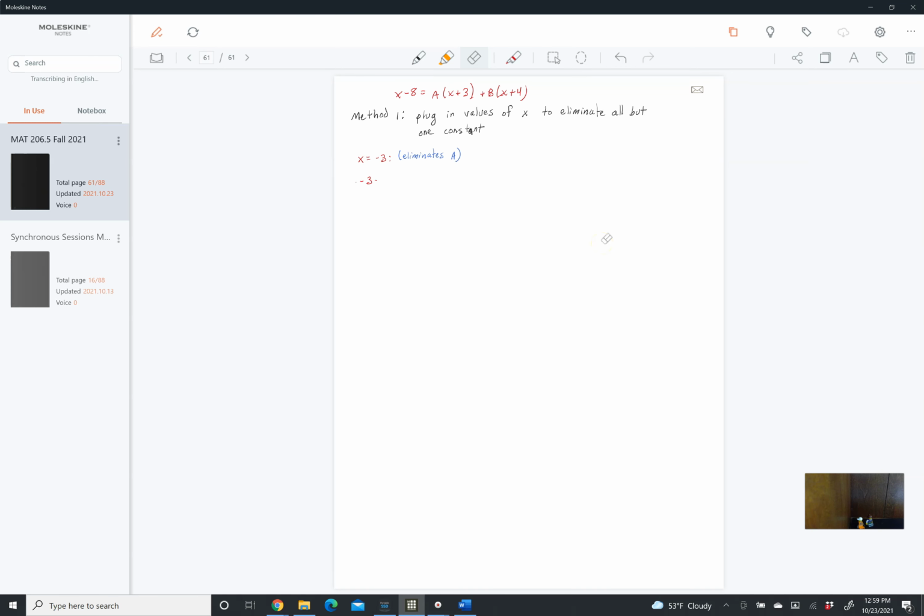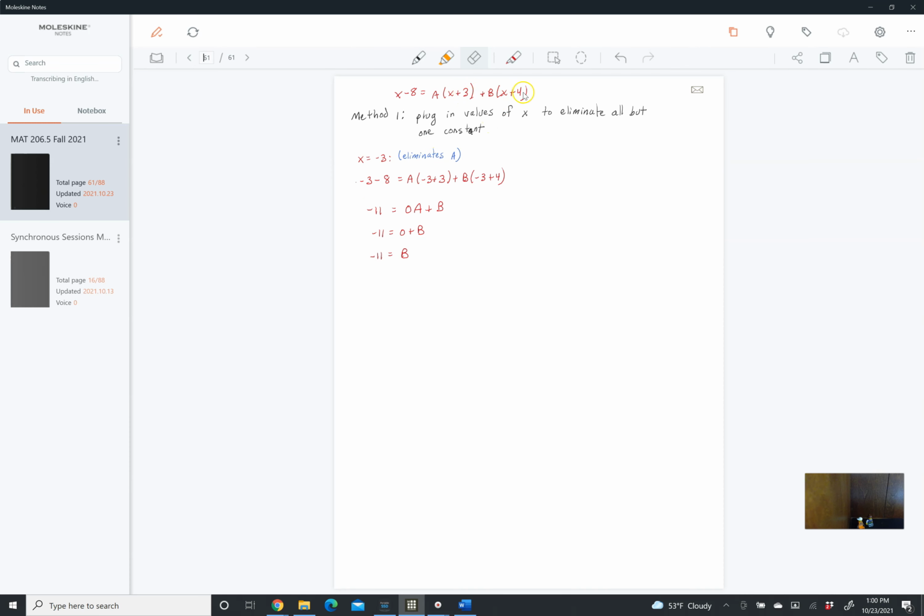-3 minus 8 is equal to A times (-3 plus 3) plus B times (-3 plus 4). Well, -3 minus 8 is -11. Then we get 0A plus B, or -11 equals 0 plus B, or -11 equals B. Okay, so we solve for B by eliminating A.